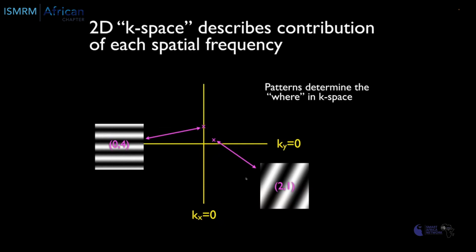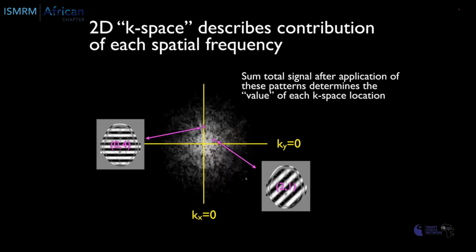So these patterns and the k values associated with them tell us where we are in k-space, right? And the measurement process tells us how much signal we should put in each of those locations. And so the sum total signal after application of all of these patterns determines the full k-space description of our image, right? So we need to fully sample our k-space, and the extent to which you sample k-space dictates certain parameters like your image resolution and your field of view. But after you've defined a k-space that you want to map out, we basically need to put a signal value in each one of those locations in order to reconstruct our image.